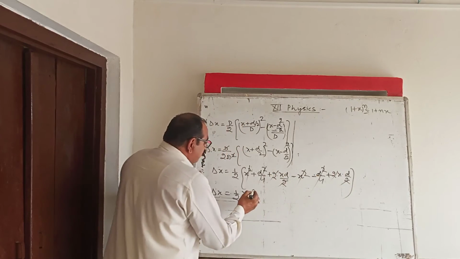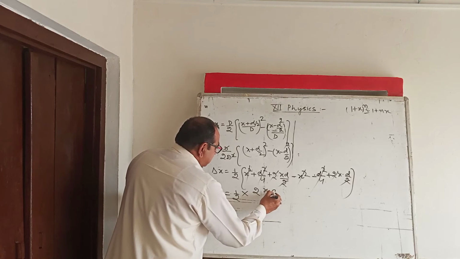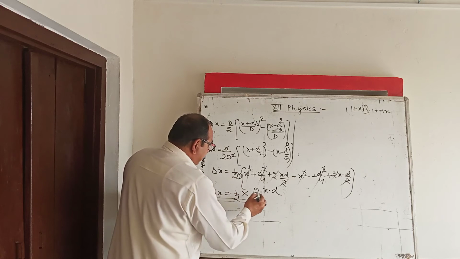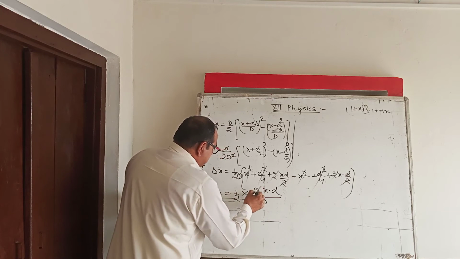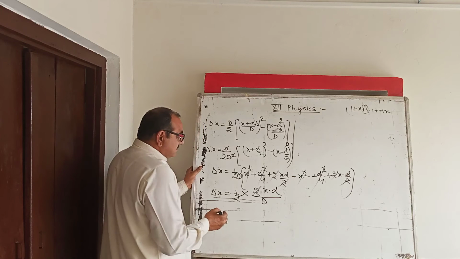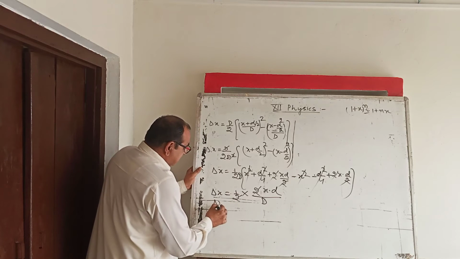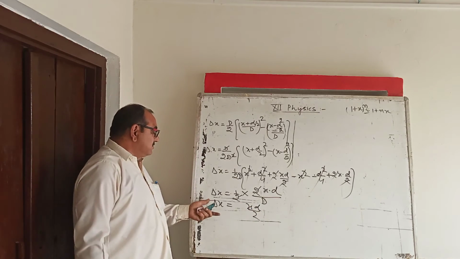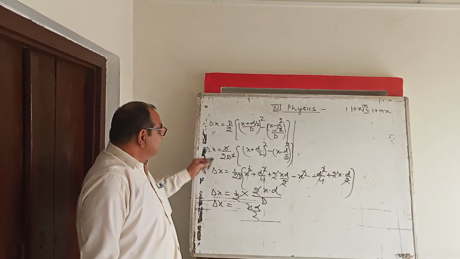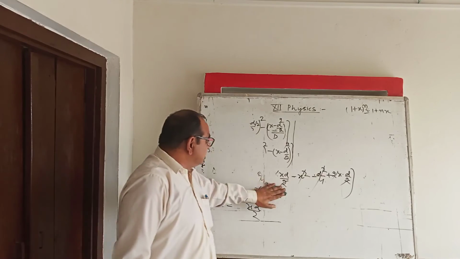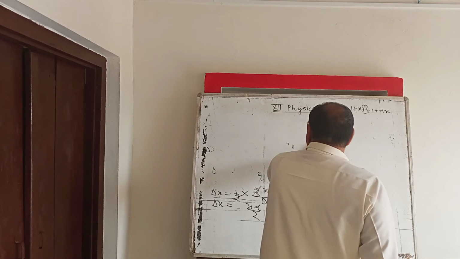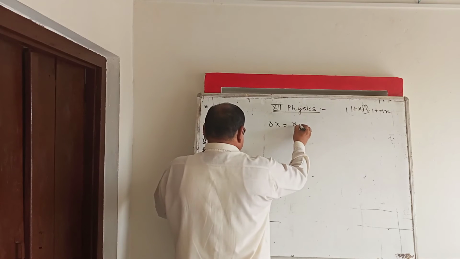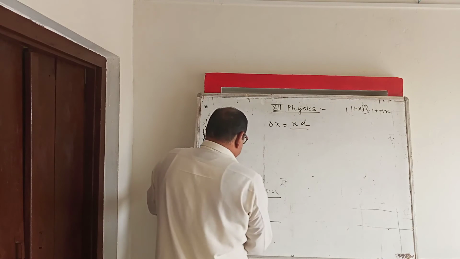1 and 1, 2 x d by, okay, sorry, that is 2d upon d. This 2 is cancelled by 2. We get delta x equal to x d upon d. I got the path difference, delta x equal to x d by d. So here that is d.